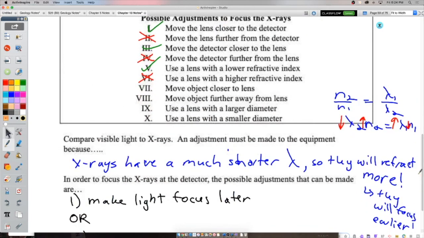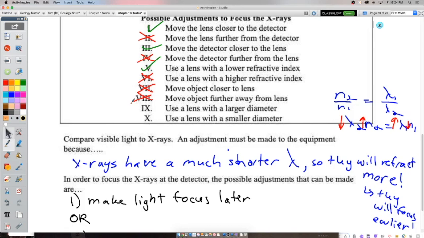Okay, so move object closer to lens. No. Move object further from lens. No, we're talking about the sun, right? There's nothing we can realistically do with the sun to actually make it. So context matters for these questions, right? Do think about what the object is. It's the sun. Okay, you can't really do that here.